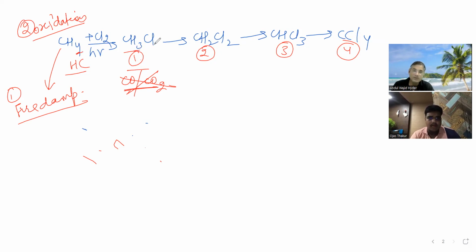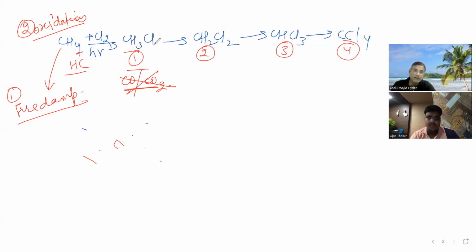Chlorine is added. Halogen is added. So that is why this reaction is oxidation. This reaction is substitution reaction. This reaction is oxidation reaction. This reaction is chlorination reaction. Halogen added, so this reaction is known as halogenation reaction. So these are all names for the same reaction.